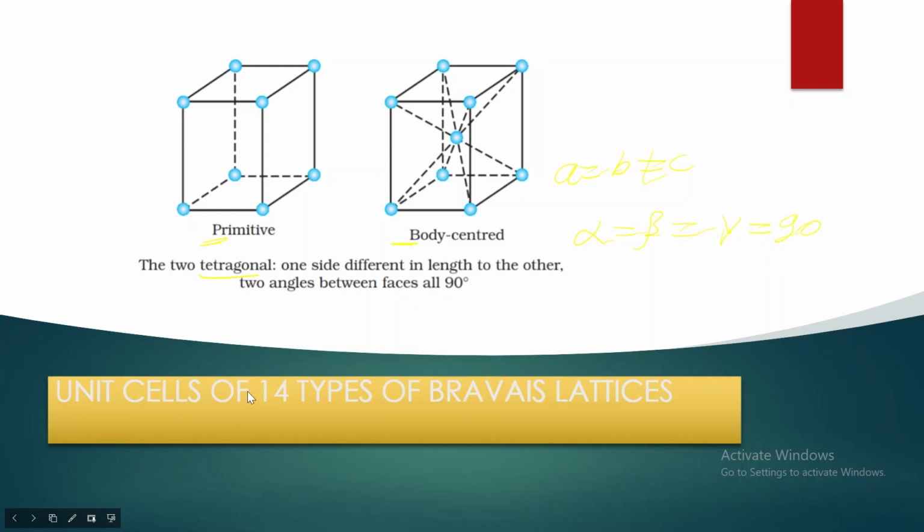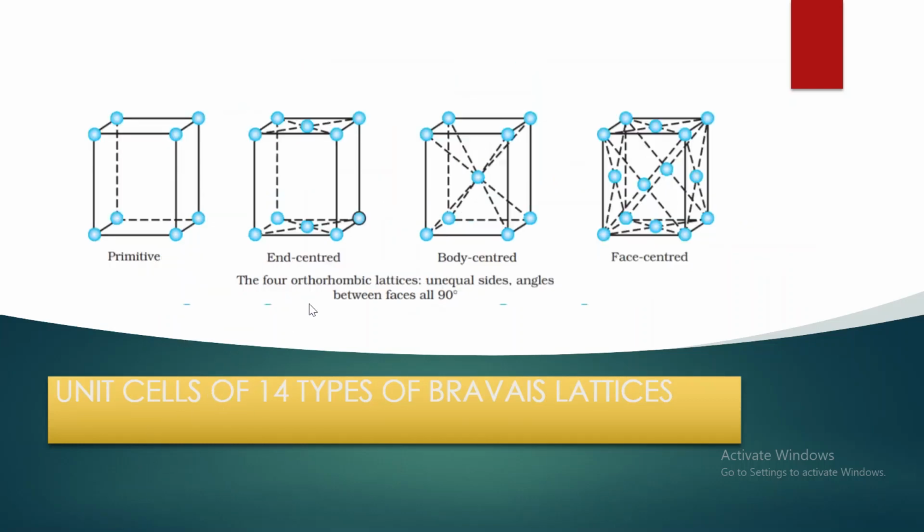Okay. Now the next one is orthorhombic. Orthorhombic has 4 possible variations: primitive, end centered, body centered, and face centered. Now here all the sides A, B, and C are not equal to each other, but all the angles alpha, beta, and gamma are equal to 90 degrees.